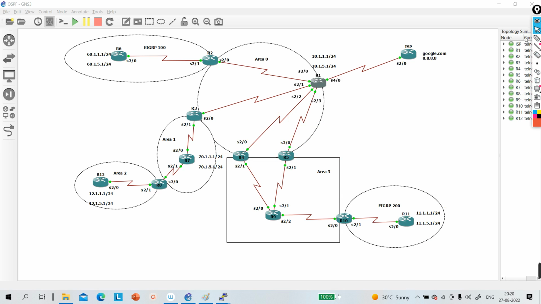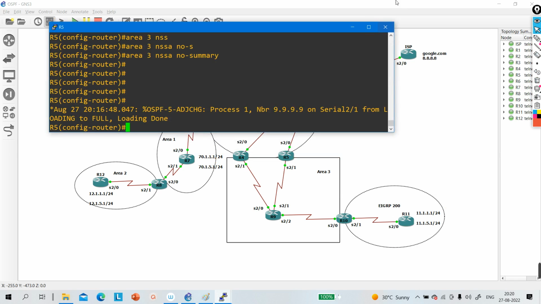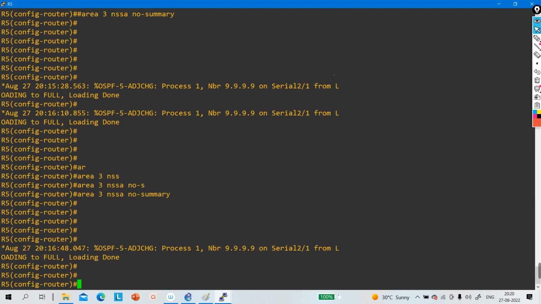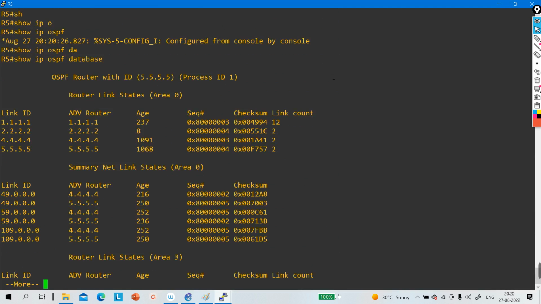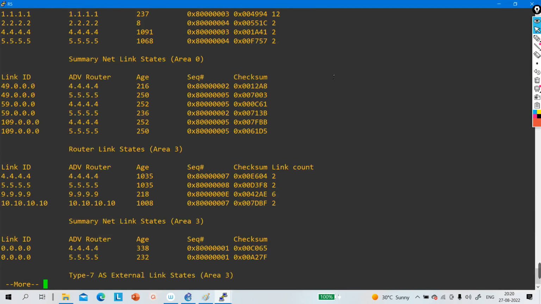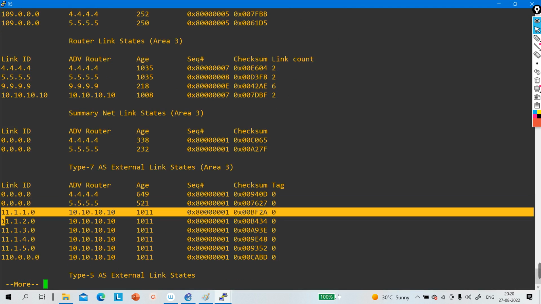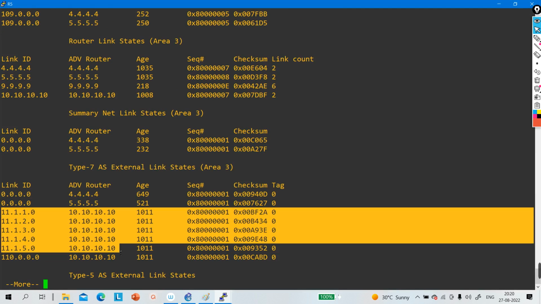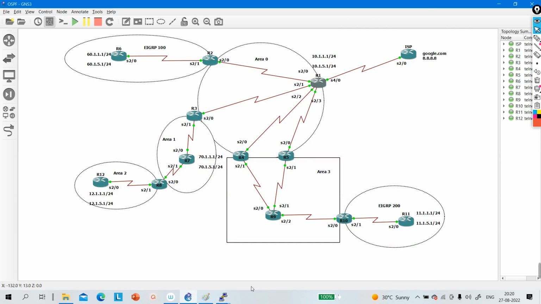You can verify it. Go to router number 5 and see guys. So, IP OSPF database, LSA 7. See 11.1.1.0 to 11.1.1.5.0, and receiving via which router? Router 10, right? So these are external prefixes. So this is the ASBR. This router will generate what? LSA 5, and it will share it with router 1.